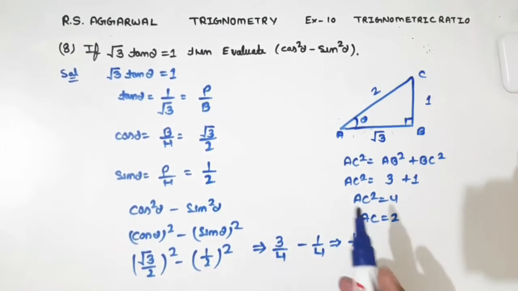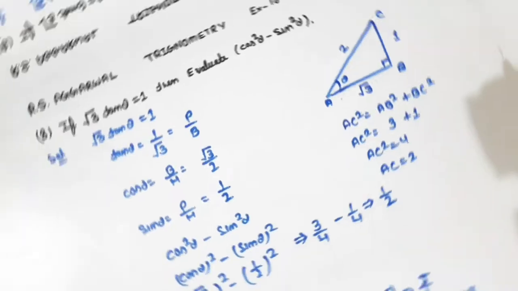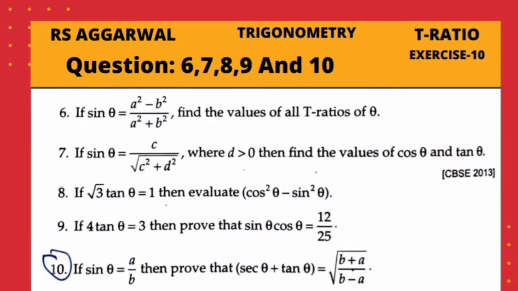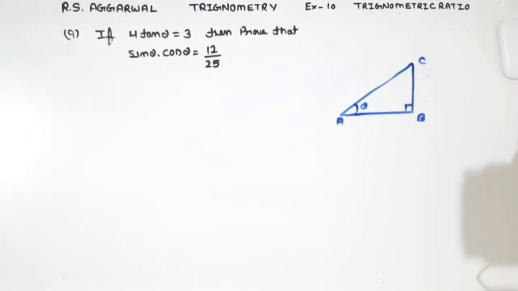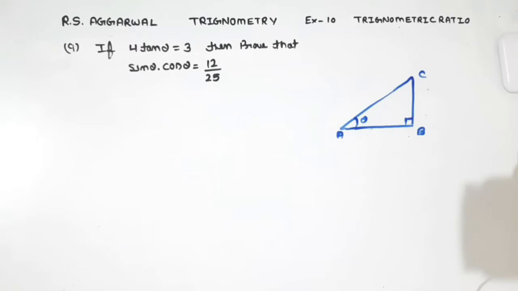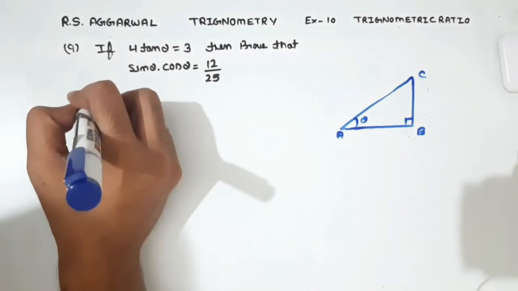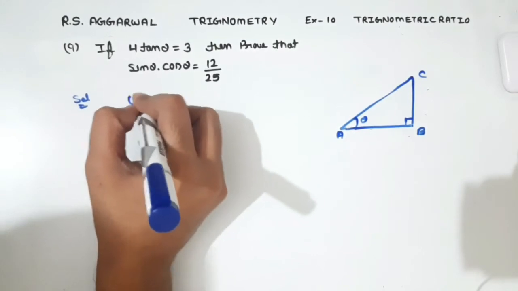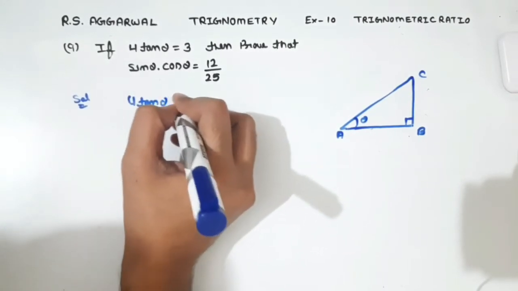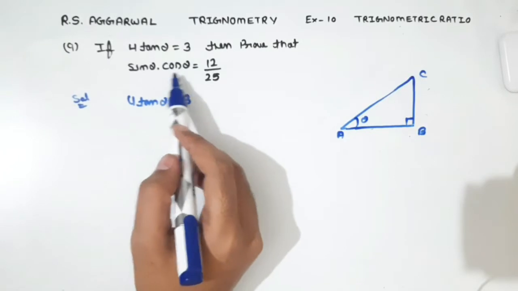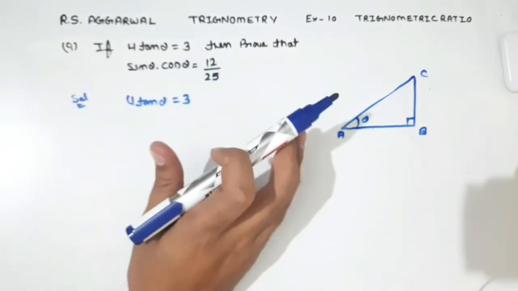So this is the value of cos square theta minus sin square. R.S. Agarwal trigonometry exercise 10 trigonometric ratio question number 9. In question number 9 we have given if 4 tan theta is equal to 3, then prove that sin theta into cos theta will be 12 upon 25.